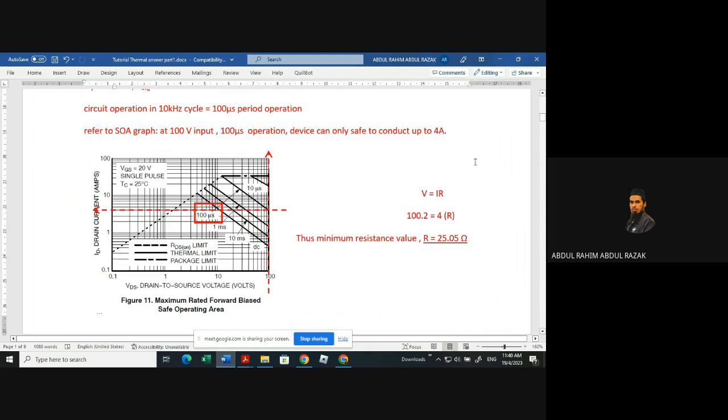So how to find R? You use the Ohm's law, which is V equal to IR. So R is equal to V over I. So the minimum resistance is 25.05 ohm like that. Voilà.